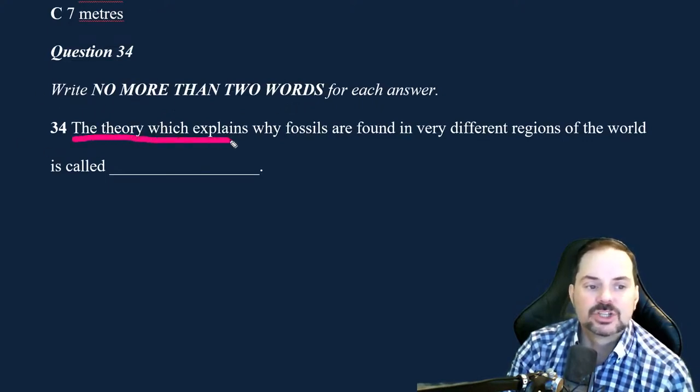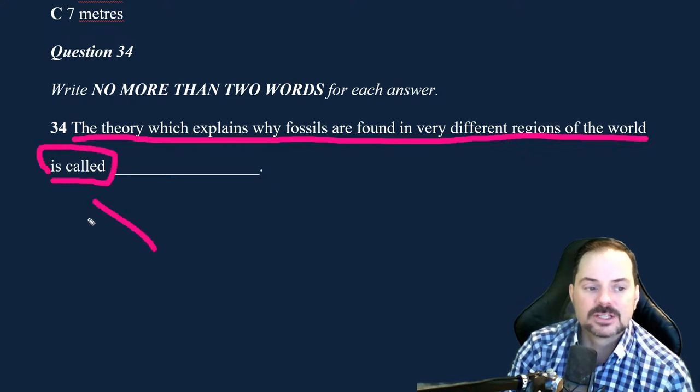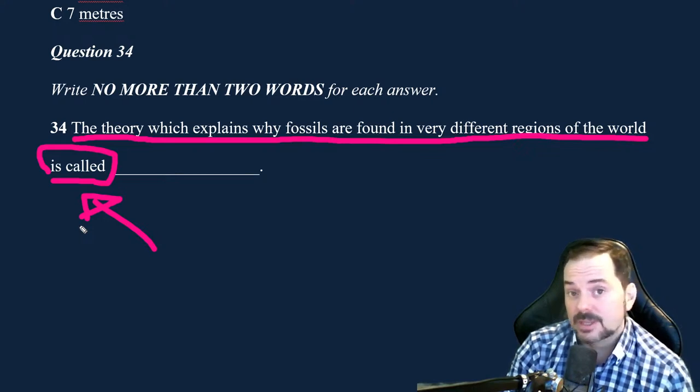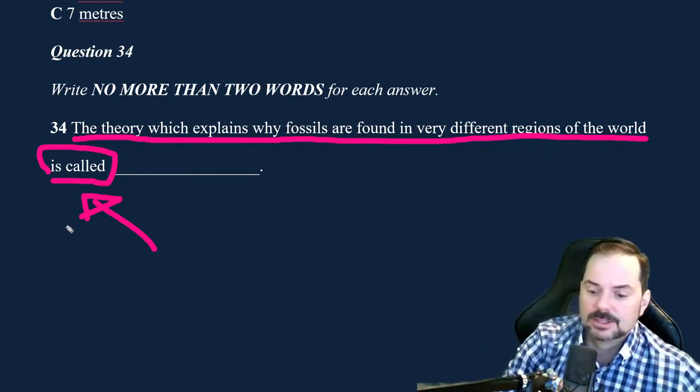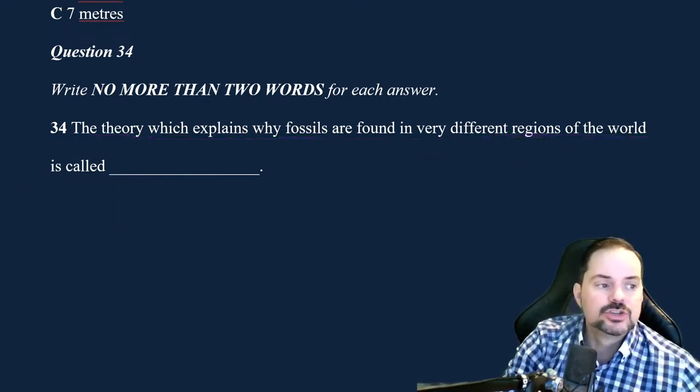The theory which explains why fossils are found in very different regions of the world is called... Now, when you have a difficult answer like this, pay attention to this. The speaker enunciates it. They say, well, the theory that explains this is called, and then they slow down, and then they say it. Okay? Very good, Fuang. It's continental drift.